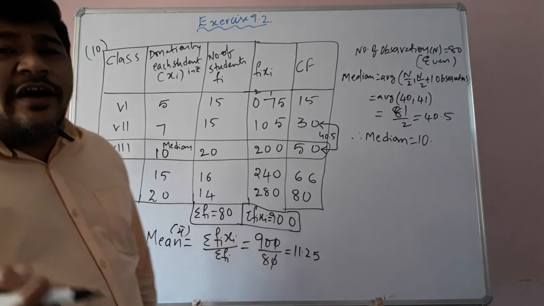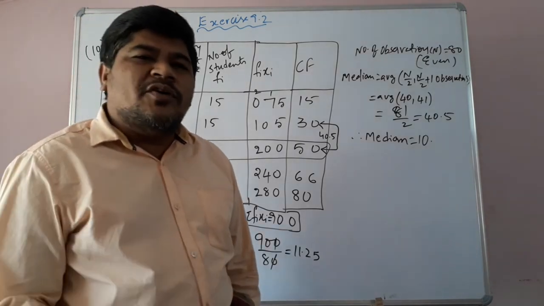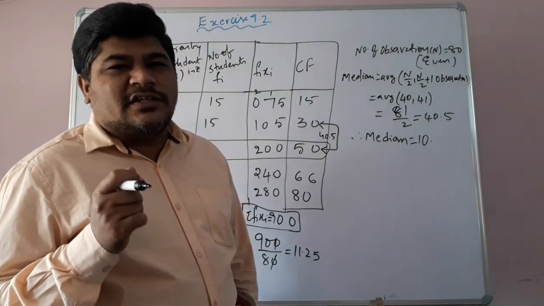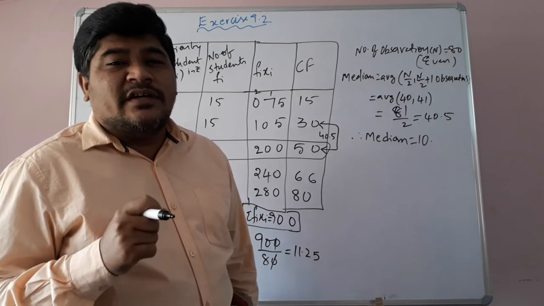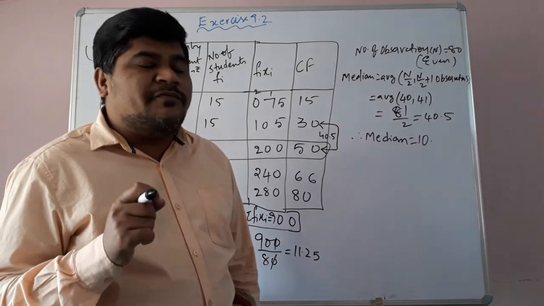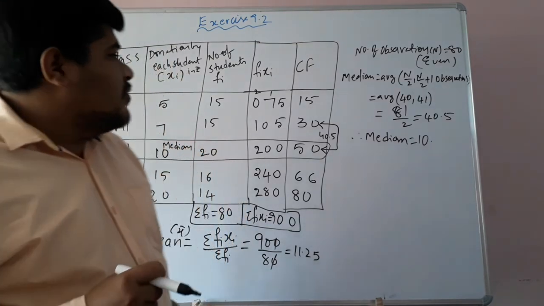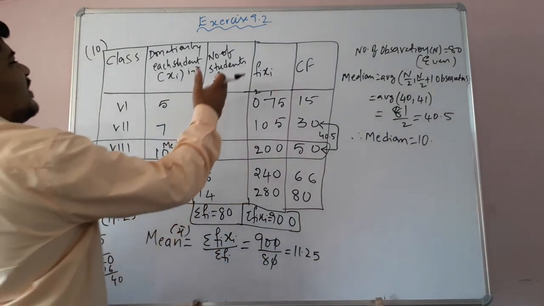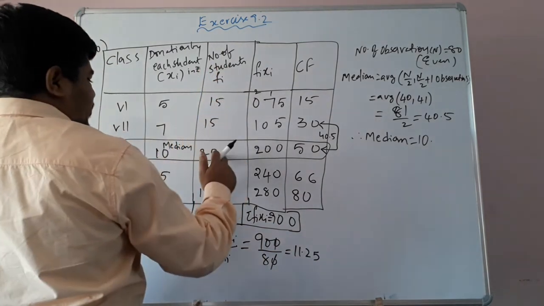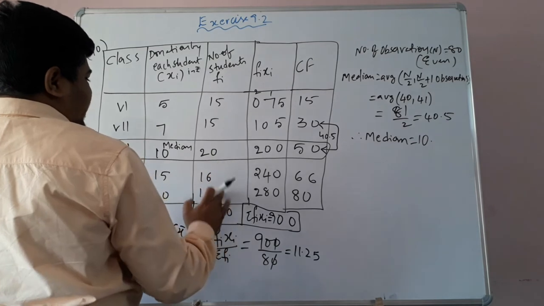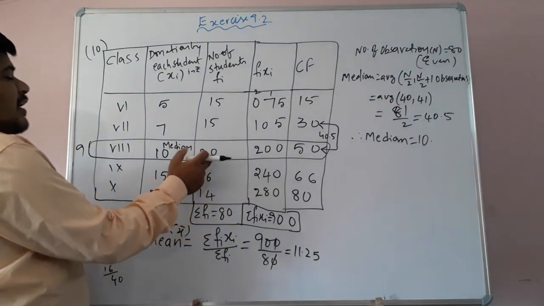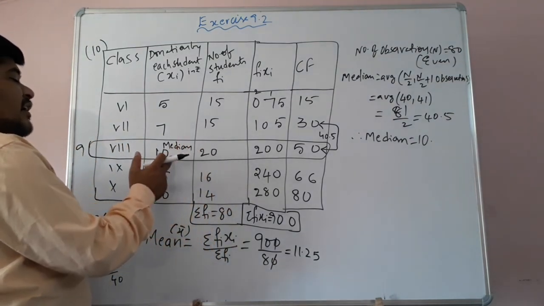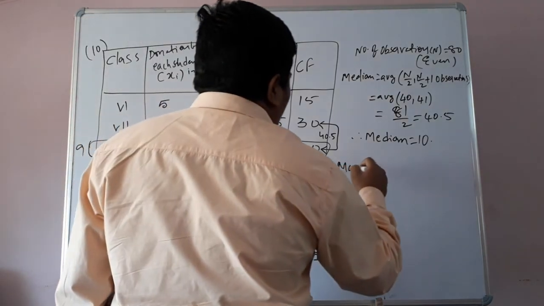Now we need to find mode, children. What is the mode? The observation with the maximum frequency is called mode. So here what is the maximum frequency? Let's see frequencies: 15, 15, 20, 16, 14. 20 is the maximum frequency. What is its corresponding observation? 10.